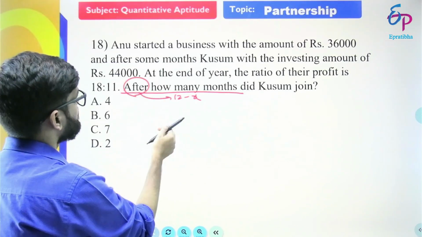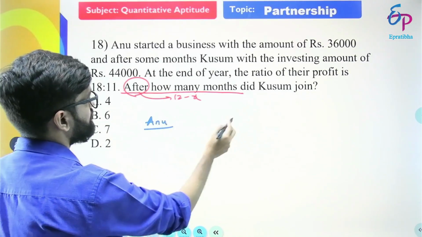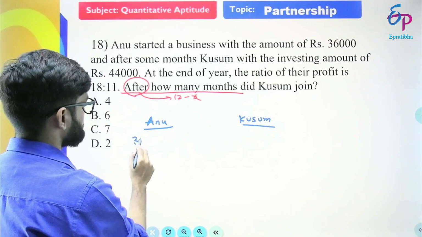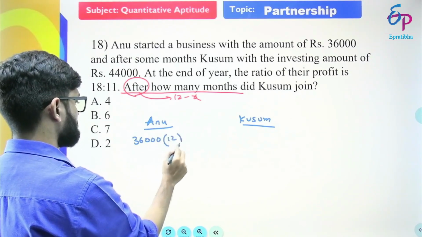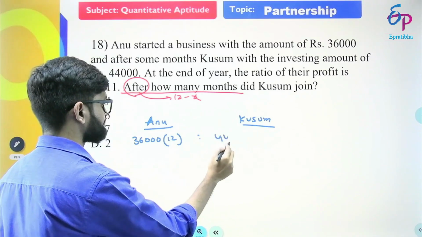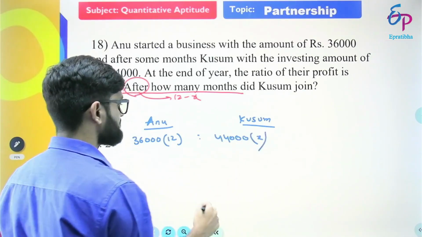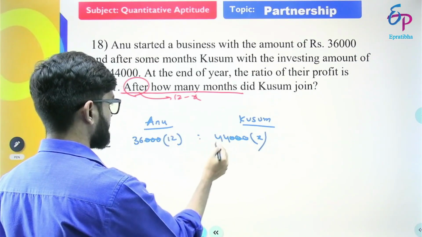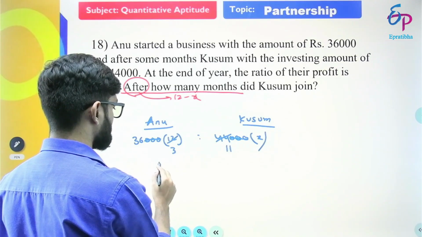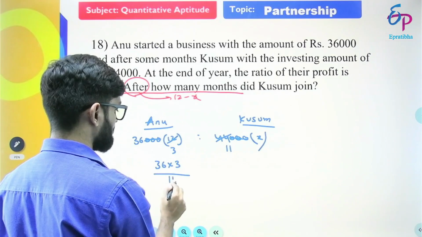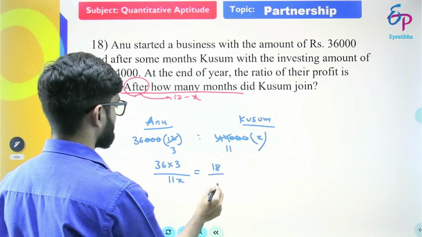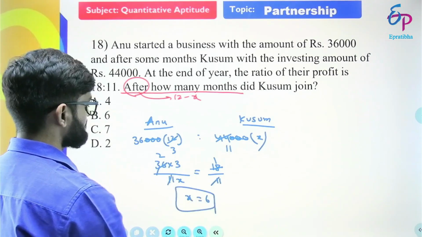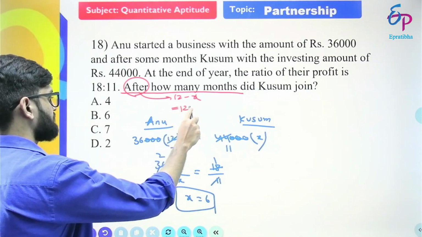After how many months means, Anu is there and Kusum is there. Anu is 36,000. She is there for 12 months and Kusum is 44,000. I don't know for how many months she is there. I will take it as x. So zeros cancel. 4 11s are 44, 4 3s are 12. This is 36 into 3 by 11x is equal to 18 by 11. Okay, 18 ones, 18 twos, 11 11 cancel, x is equal to 6. X is equal to 6. After how many months is there? 6 months.